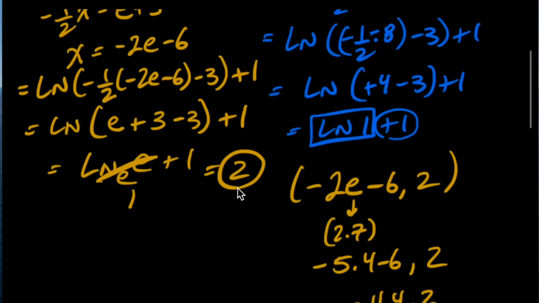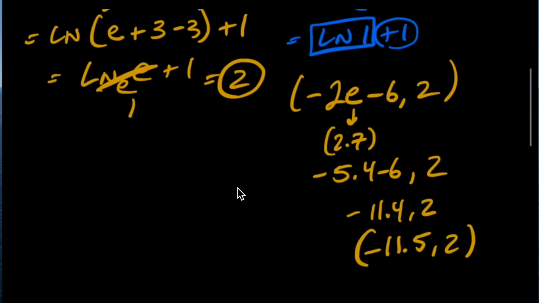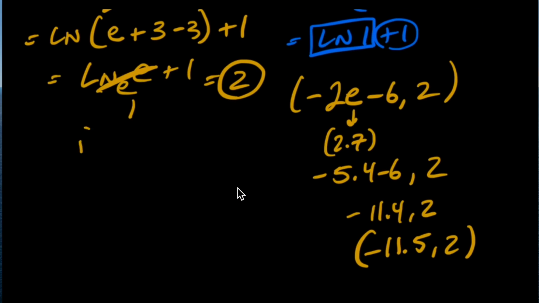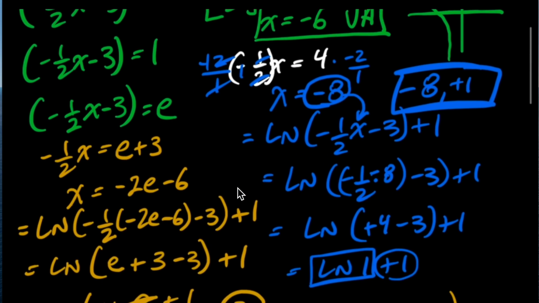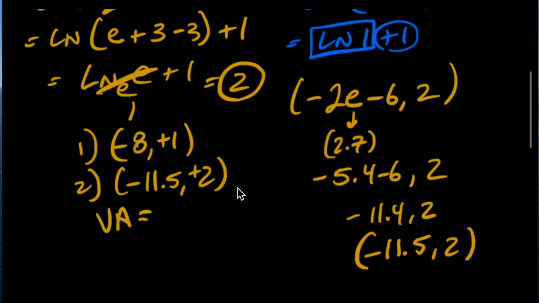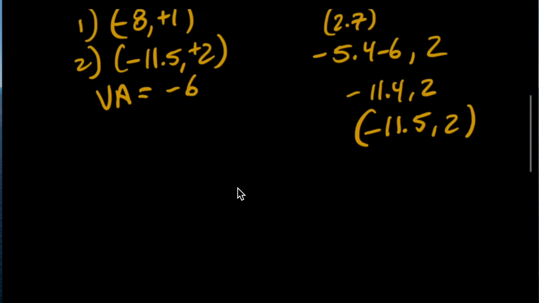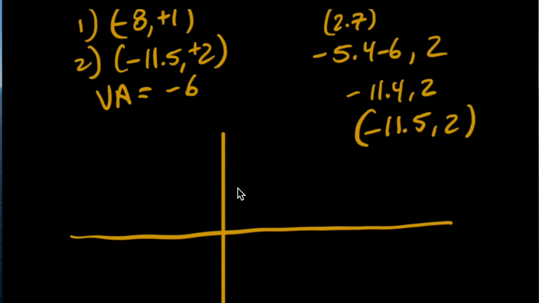Okay, so what do we have? What are our particulars? We have 1 point is negative 8 comma positive 1. Our second point is negative 11.5 comma positive 2. And our vertical asymptote equals negative 6. Again, we expect this graph to head towards the second quadrant.